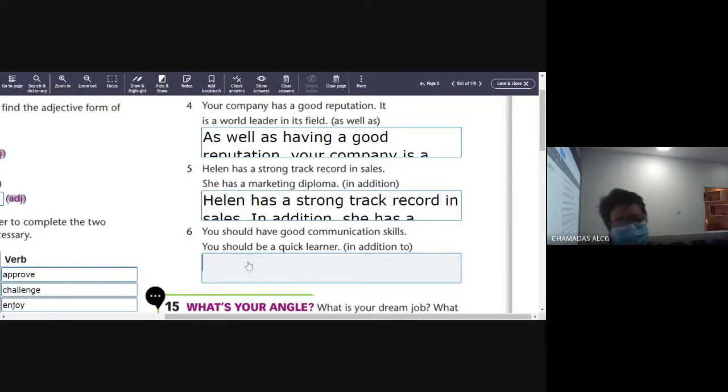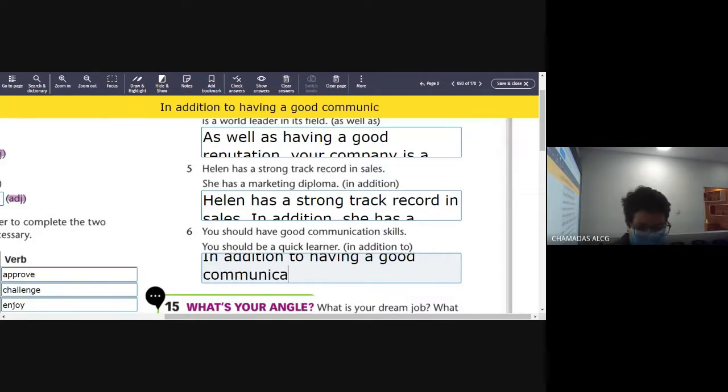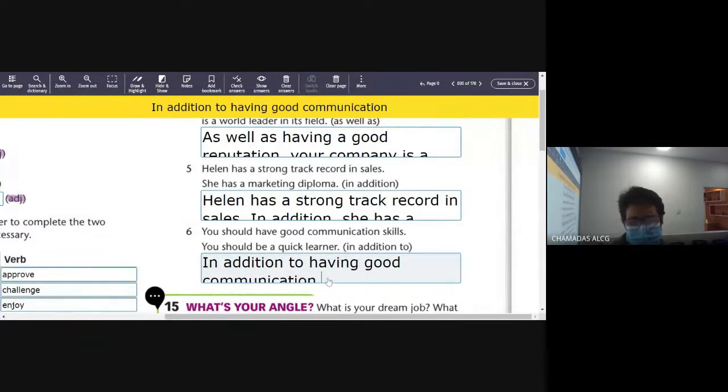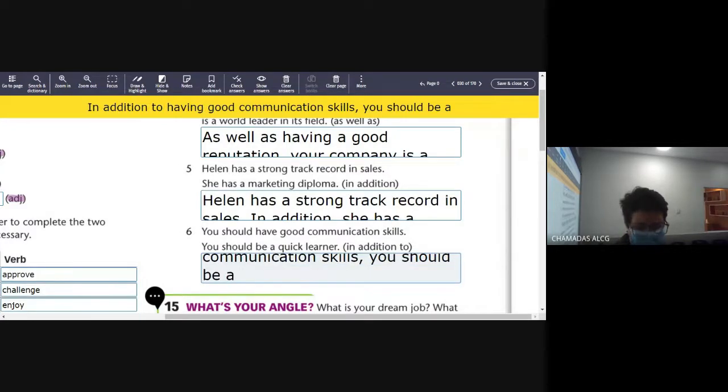Now, how can we do the next one? Number 6. Now it's in addition to. Should have good communication skills. In addition to who should be. No. In addition to having good communication skills, you should be. Perfect. In the beginning. Okay. In addition to having good, very good... Actually, not having a good, but it's plural. So having good communication skills, comma, you should be a quick learner.